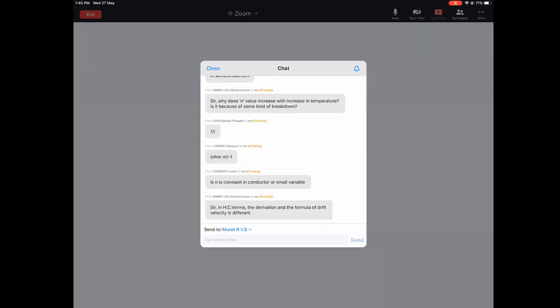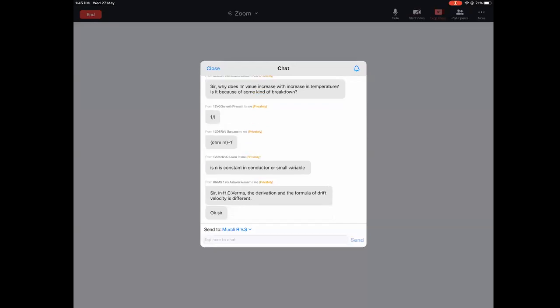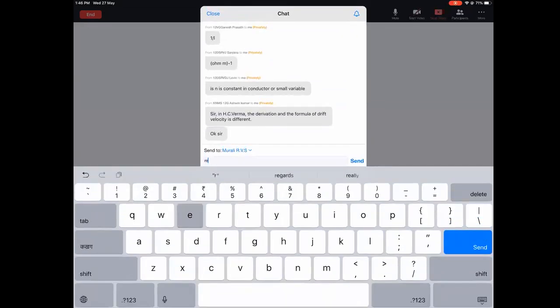H.C. Verma, the derivation and the formula of drift velocity is different. My dear friend, follow your NCERT textbook. NCERT textbook is right. I can also give 20 other definitions. Don't worry, you follow your NCERT textbook. Only that is correct, okay? H.C. Verma is wrong because, with all due respects, if I want to say that I am a great physicist and the world is following me, I want to write something different from what others have written. And that is exactly what he has done. So please don't go by H.C. Verma. Please go by what is there in the NCERT textbook or read what is there in Resnick and Halliday.